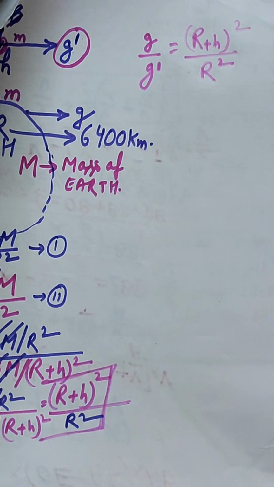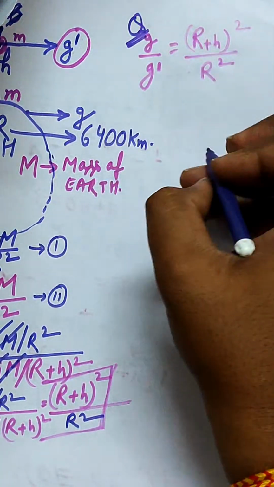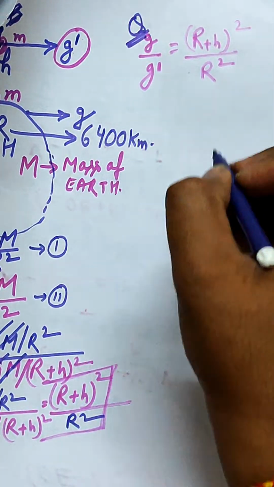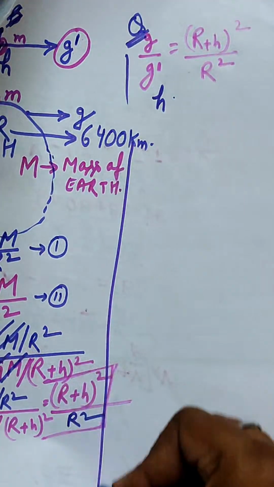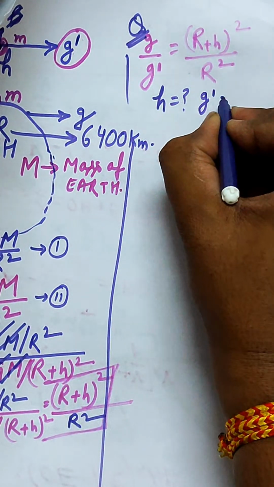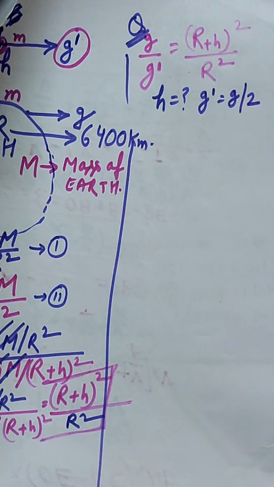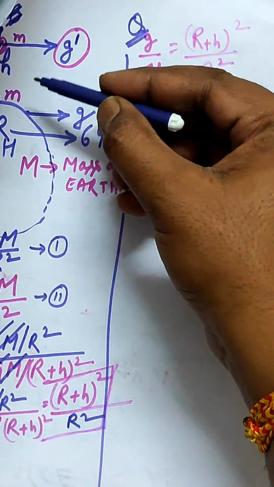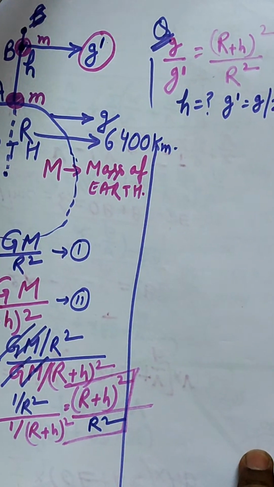So the question is that at what height you need to calculate, I am just bifurcating this, at what height g' is equal to g by 2, right? That means we need to calculate the height, this height h, which we have already derived, right?